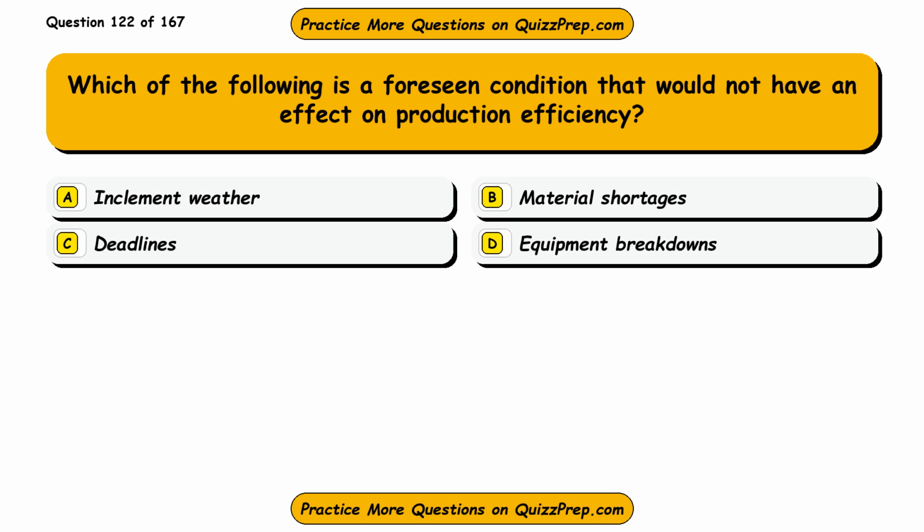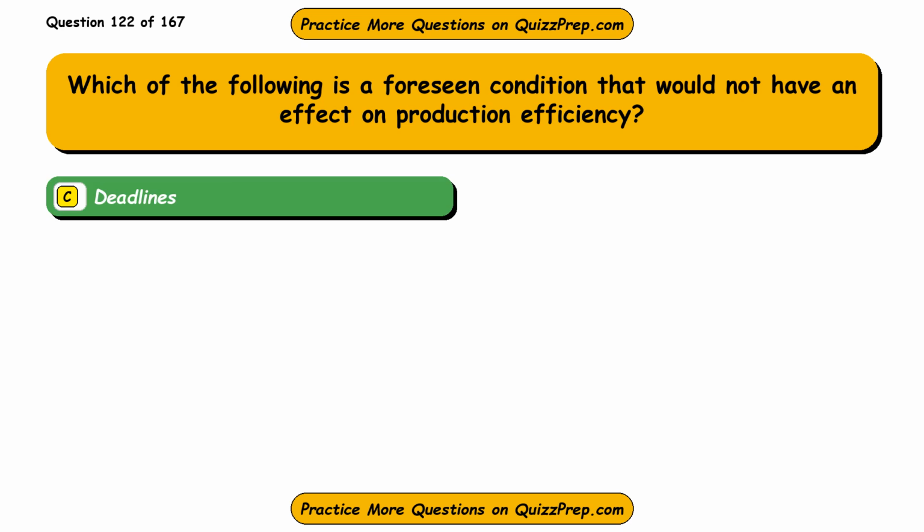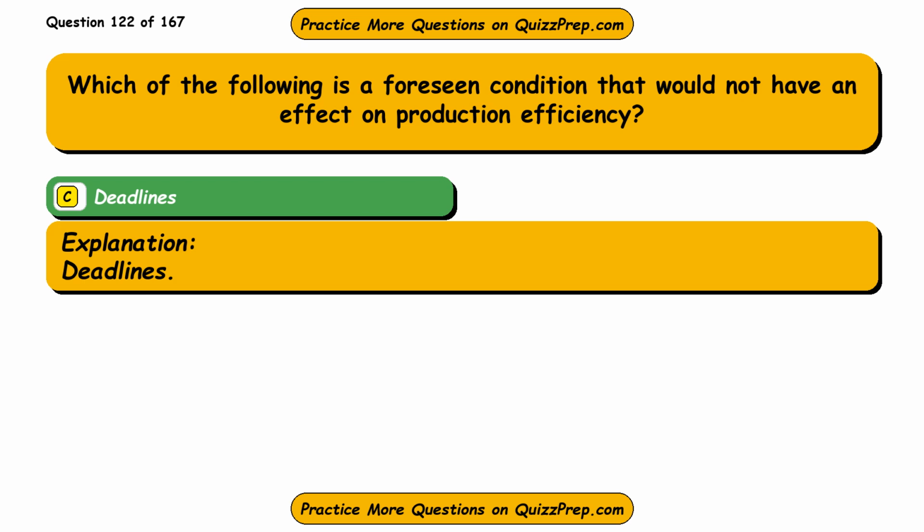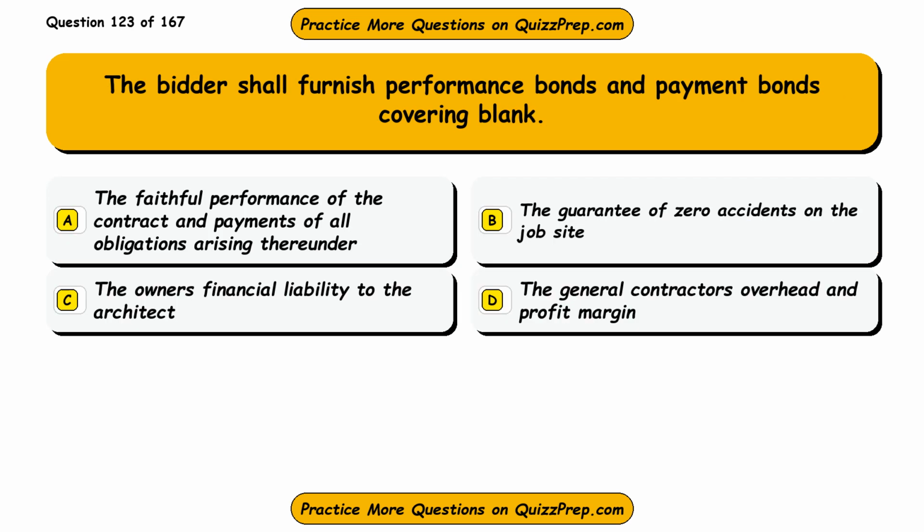Question 122. Which of the following is a foreseen condition that would not have an effect on production efficiency? Option A, inclement weather. Option B, material shortages. Option C, deadlines. Option D, equipment breakdowns. The correct answer is option C, deadlines. Deadlines.